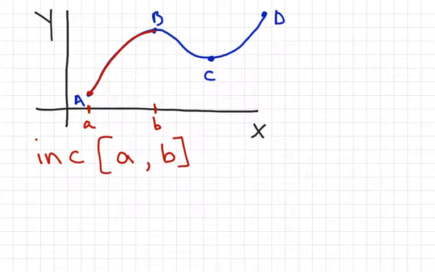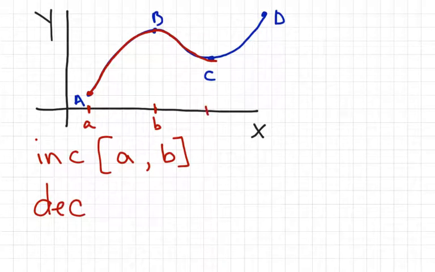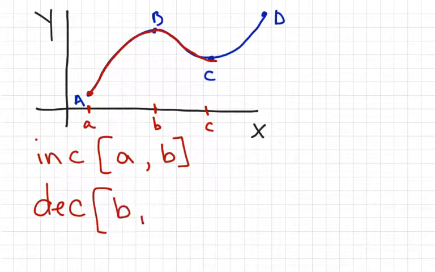But then at B it takes a turn, and then my pencil starts going down until it gets to C. If the pencil's going down, we say that it is decreasing. We'll call that point C. So the graph is decreasing from B to C.